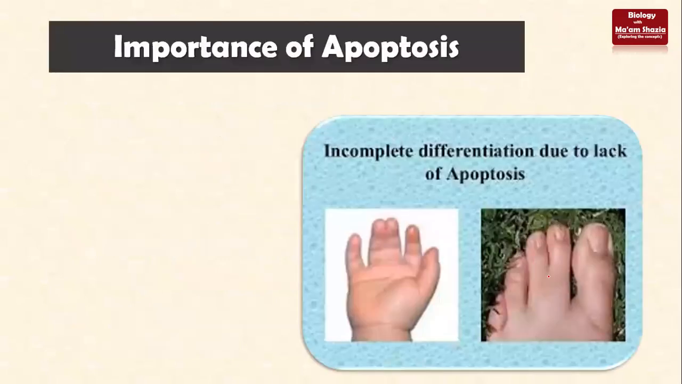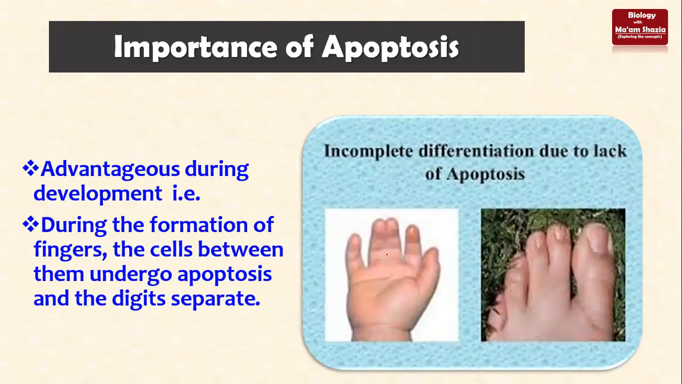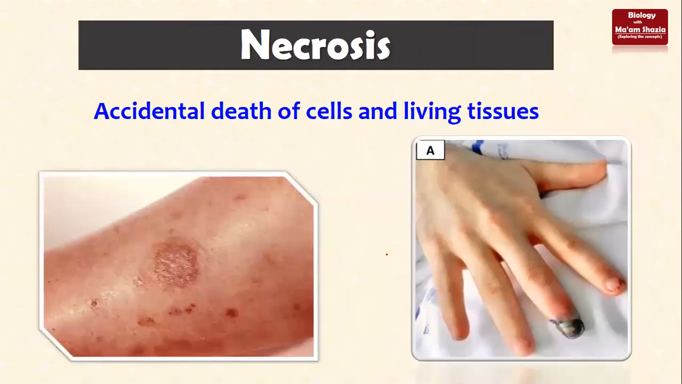So this is its practical application. But if somebody has failed to do the apoptosis, then you can see the fused fingers in this foot and the fused fingers in the hand of this baby. So it is advantageous during development, as you all know, and during the formation of the fingers, the cells between them undergo apoptosis and the digits get separated. So this is the importance of apoptosis.